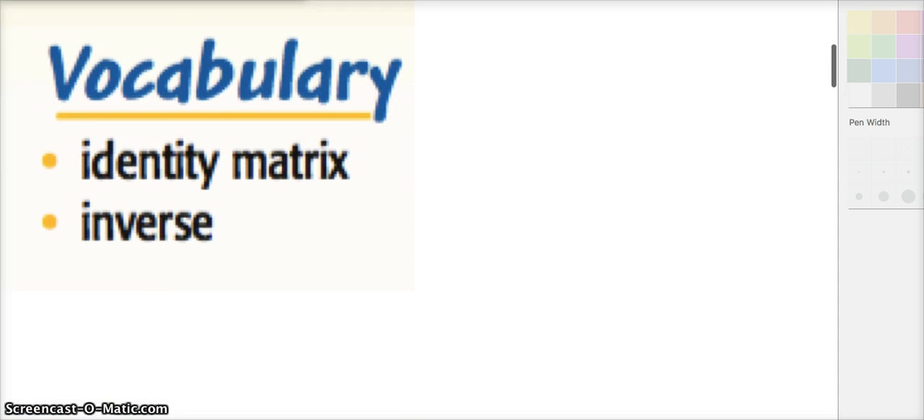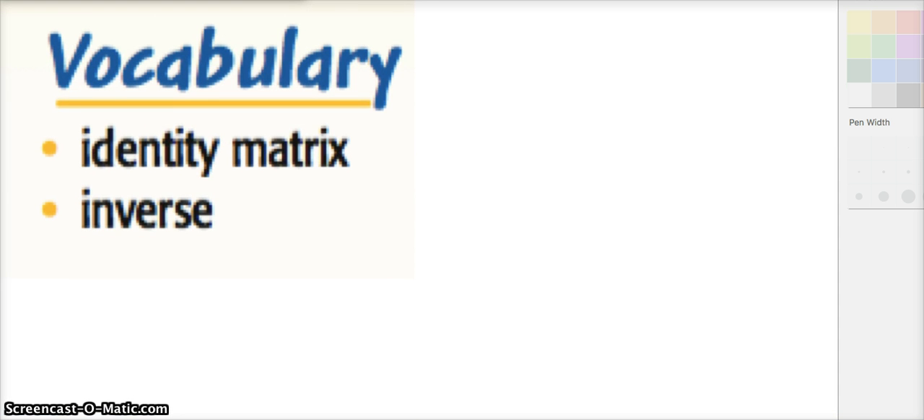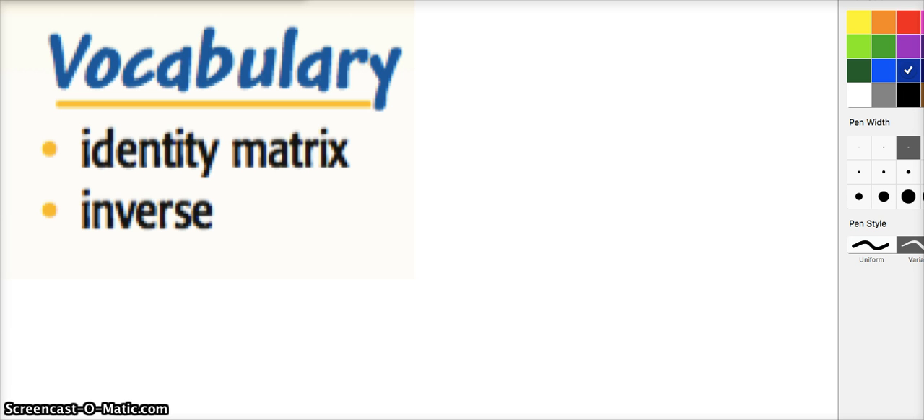Okay, let's go ahead and talk about vocabulary: identity matrix and inverses. When we use the words identity and inverse, you might think about the additive identity, a plus 0 equals a, where you start off with a value and you get the same value. It's like looking in a mirror and seeing your identity.